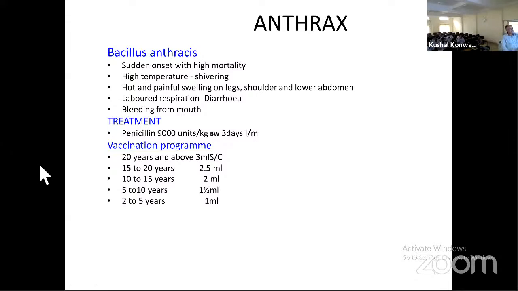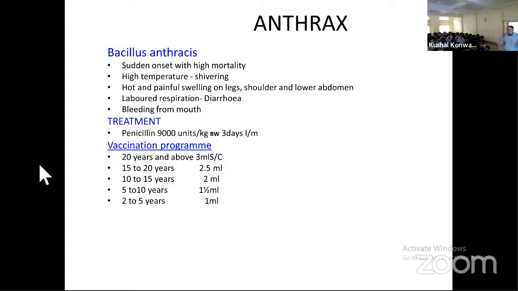Here also, sudden onset with high mortality, high temperature and shivering, hot and painful swelling on legs, shoulder and lower abdomen, labored respiration, diarrhea, bleeding from the mouth and other natural orifices. And in case of wild elephants, you will only see them after they are dead. Okay, so for veterinarians, this is a big issue, because the government will ask you to give a definitive diagnosis.